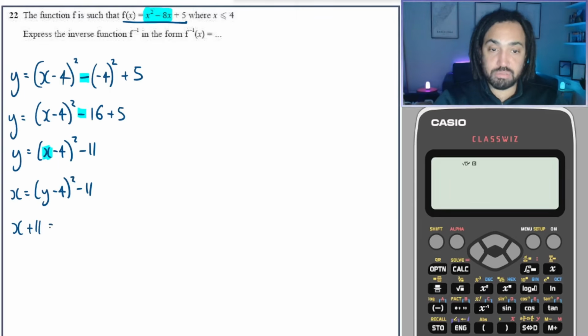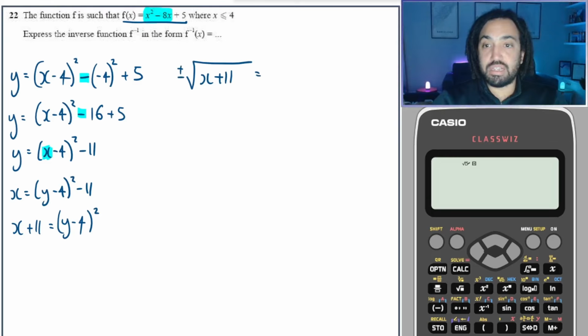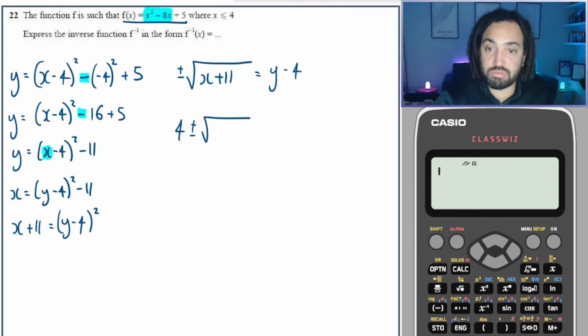I'm going to add 11 to both sides, and then I'm going to square root. I'll do that up here. And let's remember, when we square root, we always get plus minus. And that is y minus 4 when the square root cancels out with the squared. And then I'm going to add 4 to both sides, so it reads 4 plus or minus the square root of x plus 11 is equal to y.